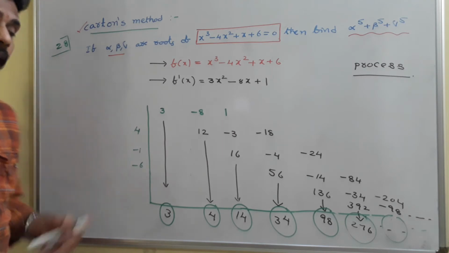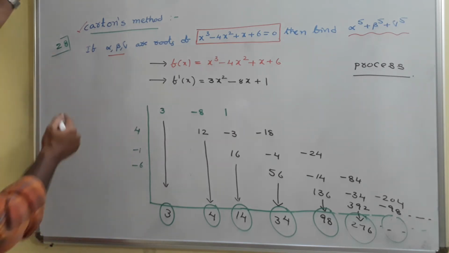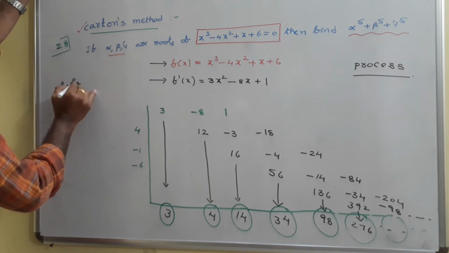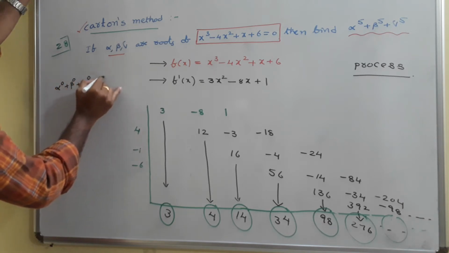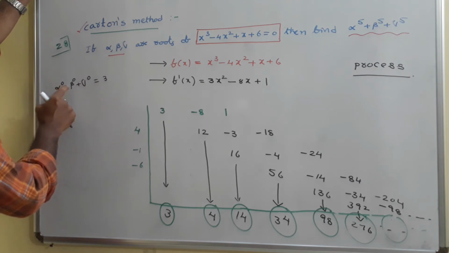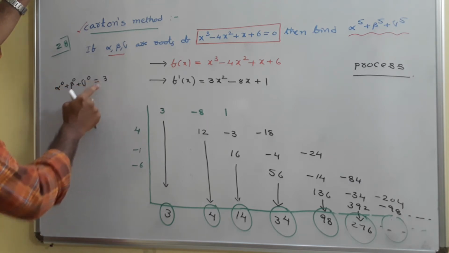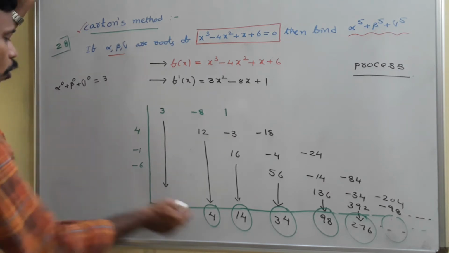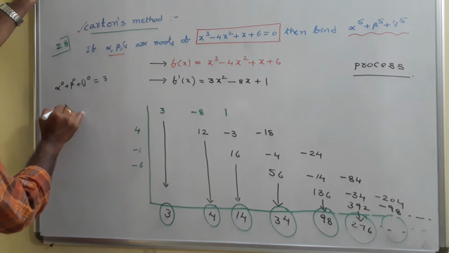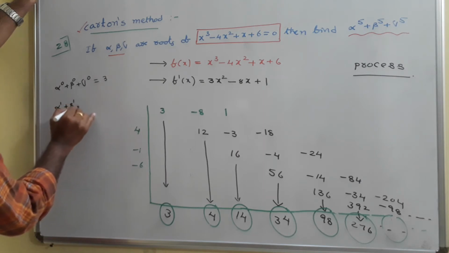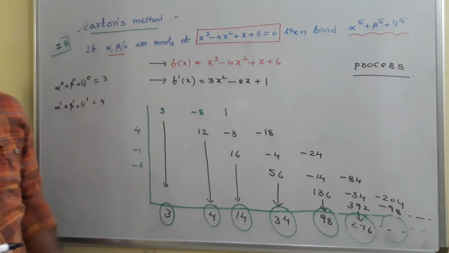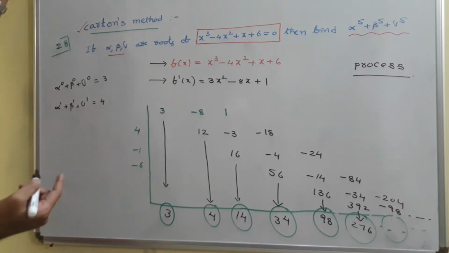For the space concern, I am using this. You just look there. Alpha power 0 plus beta power 0 plus gamma power 0 is equal to 3. This 3 represents the sum of the zeroth powers of alpha, beta, gamma. And this 4 represents alpha power 1 plus beta power 1 plus gamma power 1. That is 4. It's clear from the equation.